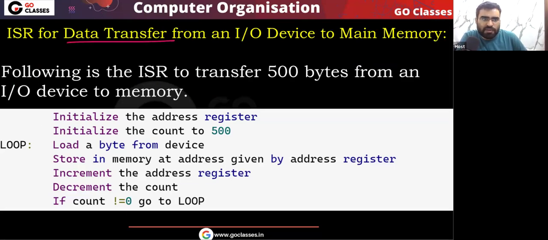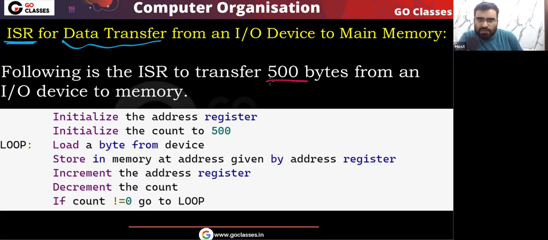Let's see the ISR for data transfer from IO device to main memory. Let's assume your hard drive wants to do some data transfer from hard drive to main memory. Then the hard drive sends an interrupt signal. So this is the interrupt service routine for data transfer from IO device to main memory. Let's see what will happen inside this ISR.